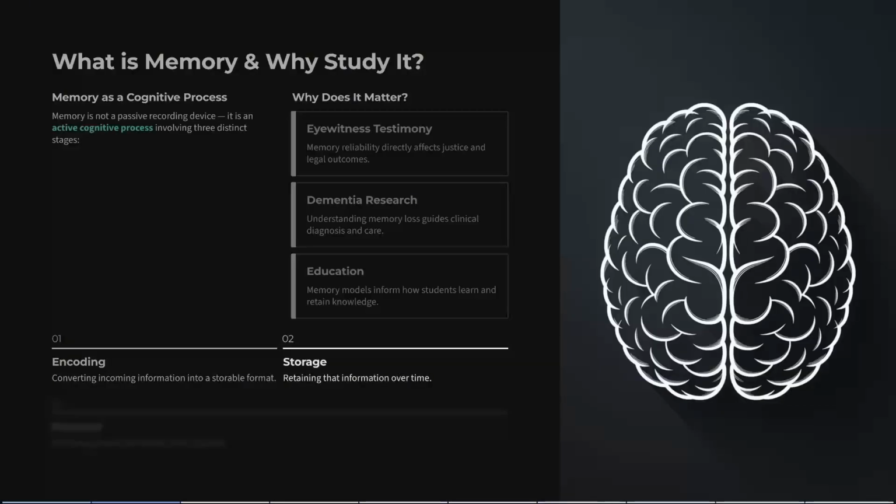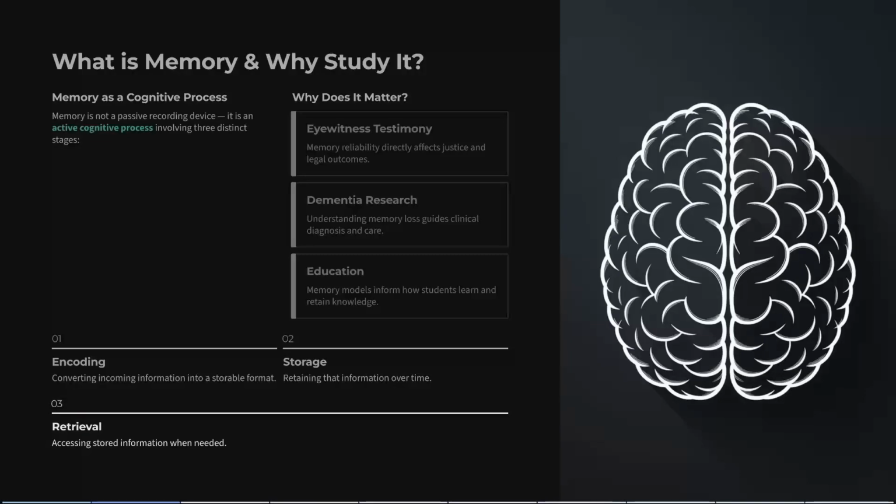Storage is the second stage, retaining that encoded information over time. But crucially, storage is not passive. How long information is stored and how reliably depends on factors like how it was encoded, how often it was retrieved, and where in the memory system it sits.